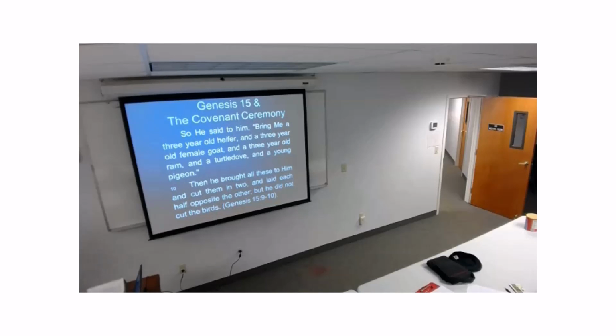And then you have Genesis 15, the covenant ceremony, and I think this is important for us to grasp. So God said to him, bring me a 3-year-old heifer, a 3-year-old female goat, and a 3-year-old ram, and a turtle dove and a young pigeon. So you have 3 animals that are 3 years old, and then you have 2 birds. And he, that is Abraham, brought all these to God, and then cut them in two and laid each half opposite the other. I don't know if I have more details on this. Actually, I don't. So we'll talk about this. He cuts each of these animals in two and lays them aside, and he did not cut the birds.